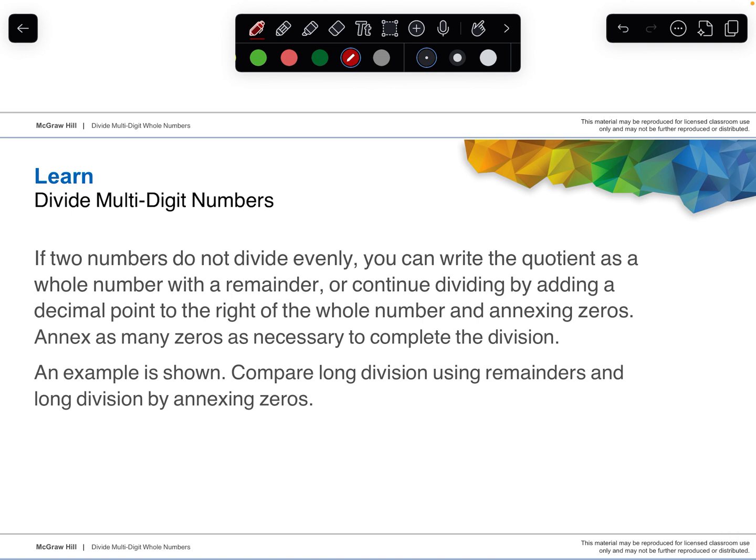So if two numbers do not divide evenly, we can write the quotient as a whole number with a remainder, or we could continue dividing by adding a decimal point to the right of the whole number, and then we annex zeros to help us continue our long division. We can annex as many zeros as necessary to the right of the number in a decimal number, as long as we have the decimal point. And we're going to take a look at that example now, where we are comparing long division using remainders and long division by annexing zeros.